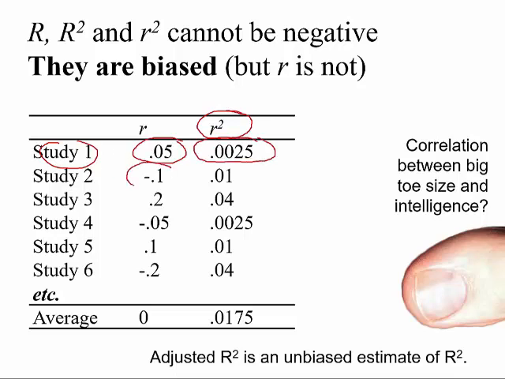Study 2, I got a negative correlation, negative 0.1. Square that, I get positive 0.01. Study 3, I got a correlation of 0.2. Square that, I get positive 0.04. Study 4, I got a correlation of negative 0.05. I square that, I get positive 0.0025.